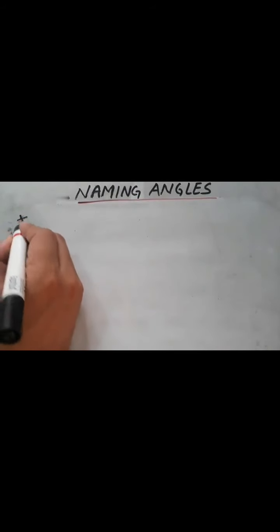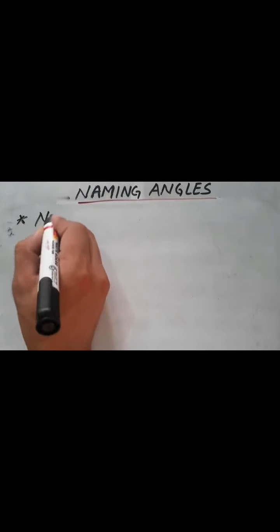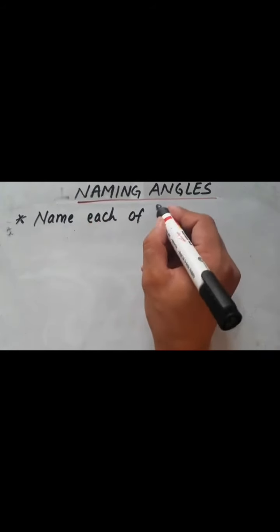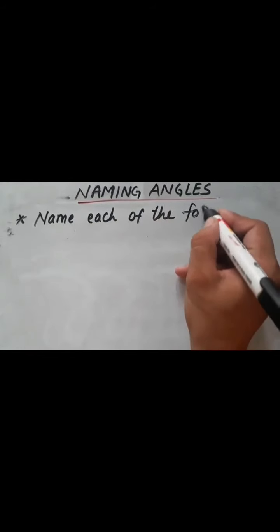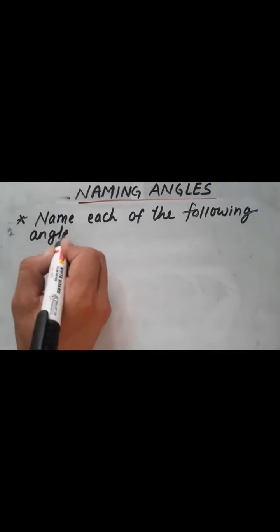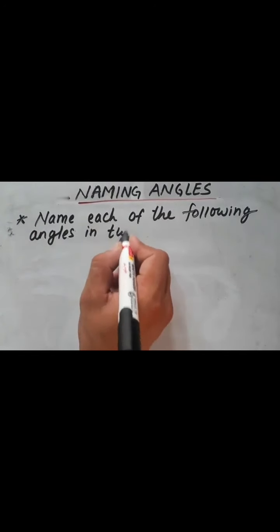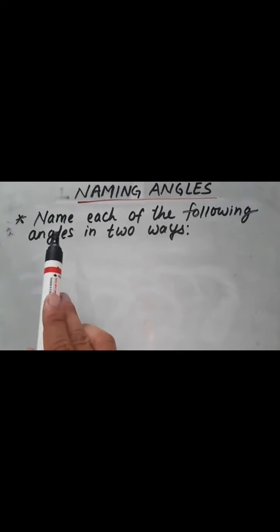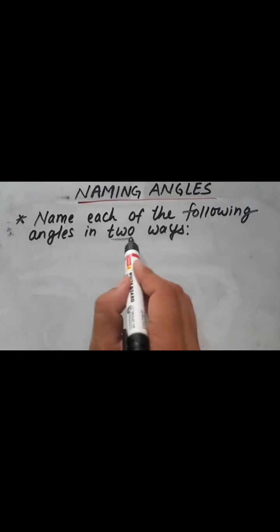So students, in the exam your question may arise like this: name each of the following angles in two ways. Your question is asking you to write the name of the given angles in two ways.